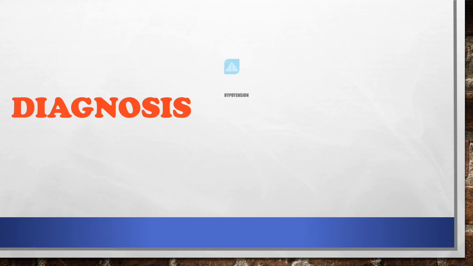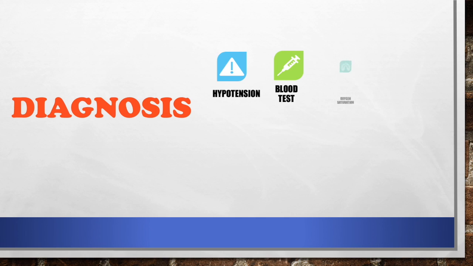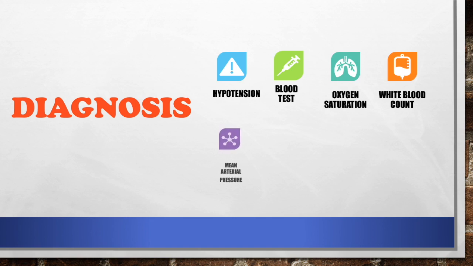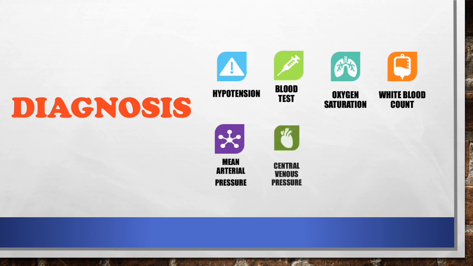A patient can be diagnosed with septic shock by checking if they are hypotensive, conducting a blood test to look for the presence of bacteria, measuring platelet count, electrolyte imbalance, and elevated white blood cell count. You can also look for low oxygen saturation, mean arterial pressure, which tells you whether the vital organs are receiving enough oxygen, the central venous pressure, which measures the pressure of superior vena cava, and high serum lactate levels, and urine output.